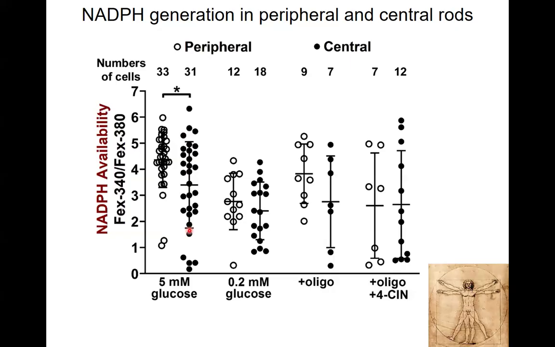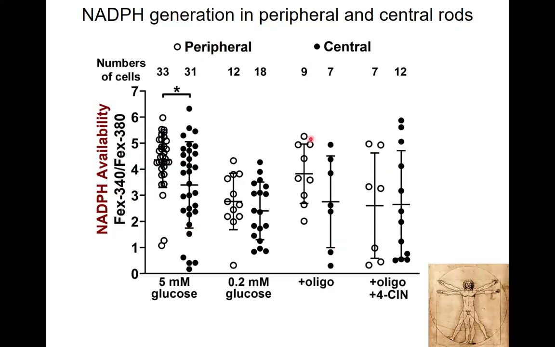And this is what it shows. If you keep the retina for a few days, you will see NADPH generating capacity going down. So the macula is more sensitive to the ischemic insult than the periphery. That would be my interpretation of this.